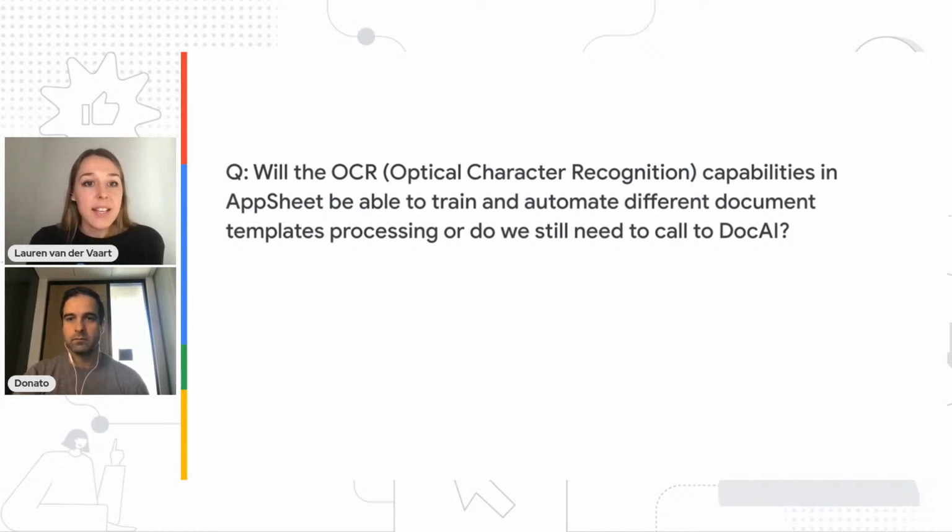All right, so will the OCR, optical character recognition capabilities in AppSheet be able to train and automate different document templates processing, or do we still need to call Doc AI?